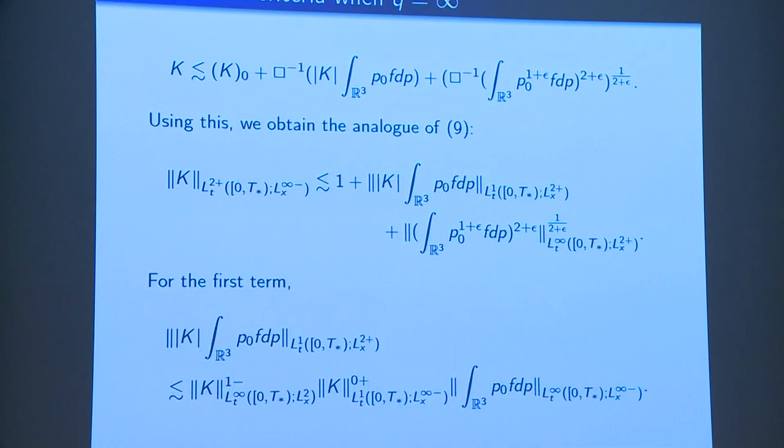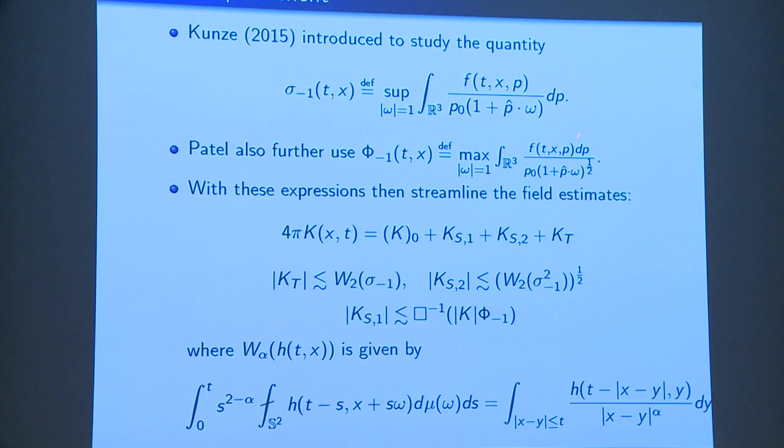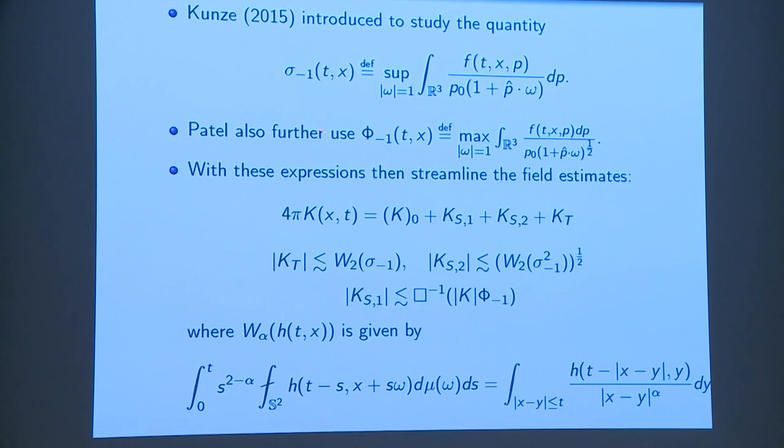Okay, the last thing I want to tell you about is Neil Patel's improvement. This will be quick. Kunze introduced this quantity. He changed the kind of things that you study, and said you can study sigma minus one, isolate this and prove estimates for this quantity, and streamline everything. Then Patel further used a similar quantity where you have a power 1/2 here instead of one. He calls it capital sigma minus one.